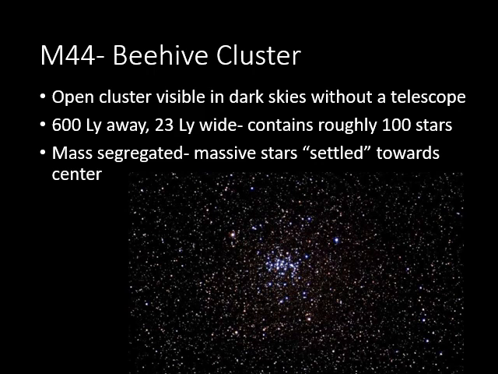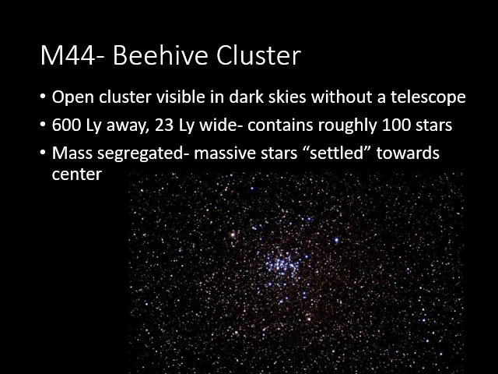The cluster itself is about 600 light years away, 23 light years wide, and it's a great example of something that often happens with star clusters. We call it mass segregation. What's happening is you have a couple of massive stars that are born in the cluster, and because they're more massive, they have a stronger gravitational pull. Stars that form nearby are going to be gravitationally pulled closer to those massive stars. That will become the center of the cluster, and their collective gravity will work to pull in other material.